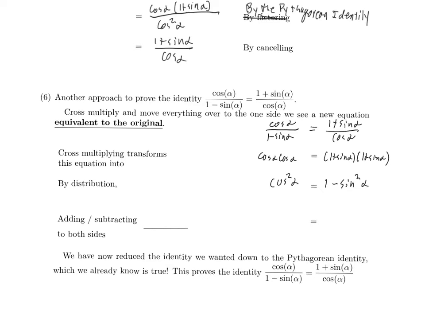If we add sine squared to both sides, we'll end up with cosine squared of alpha plus sine squared of alpha is equal to 1. Hey, cool. So we've just taken the identity that we started with, the thing that we wanted to prove. We've reduced it down to the Pythagorean identity. We know the Pythagorean identity is true. So since the Pythagorean identity is true, the identity we wanted to prove must be true. And there's a proof of the identity that cosine divided by 1 minus sine is always the same as 1 plus sine divided by cosine.